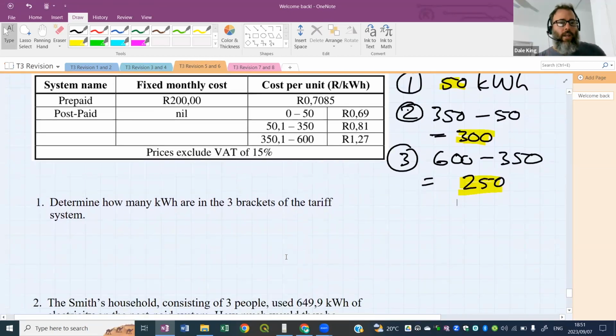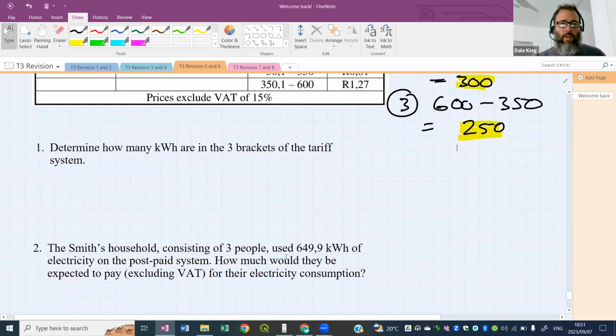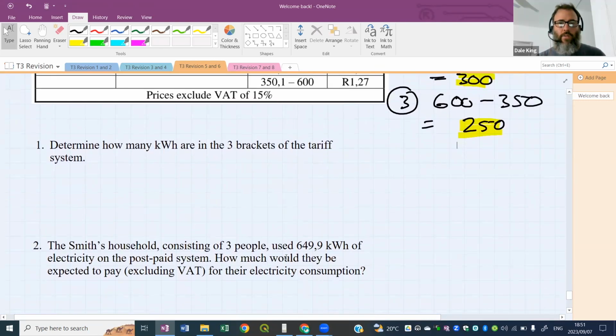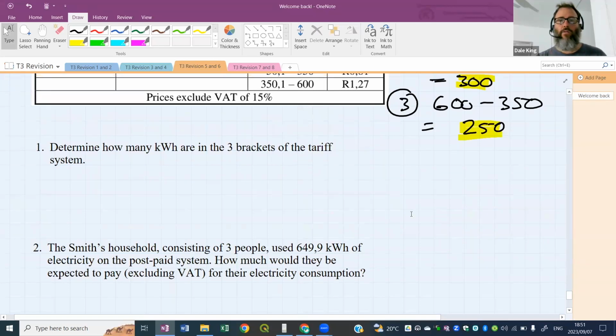Next question. The Smiths household consists of 3 people. They use 649.9 kilowatts of electricity on the postpaid system, the tariff 1. How much would they be expected to pay, excluding VAT, for their electricity?